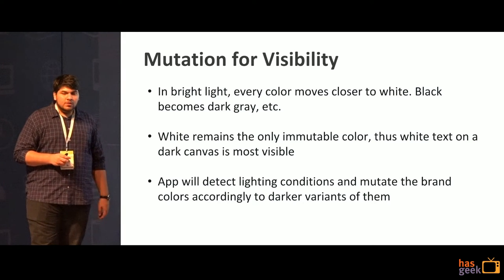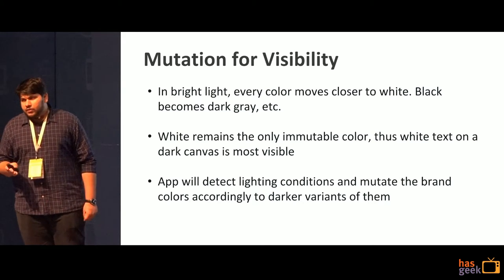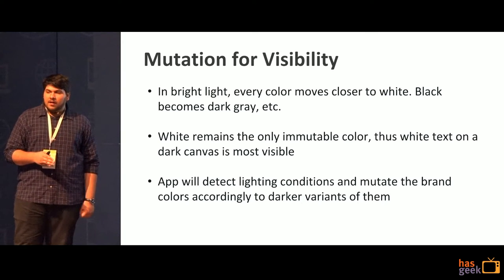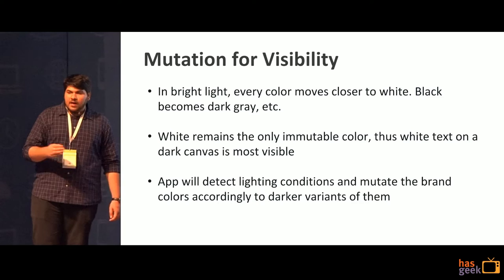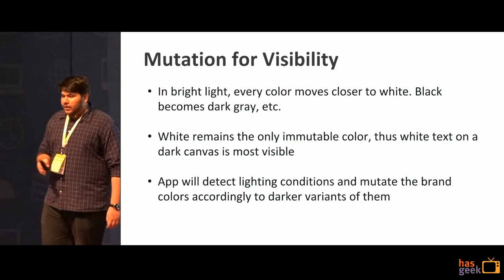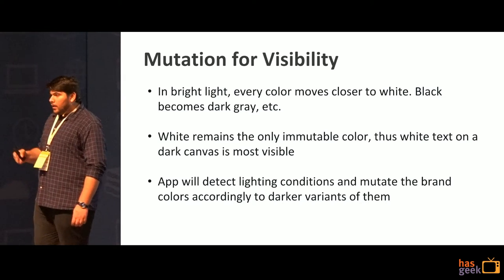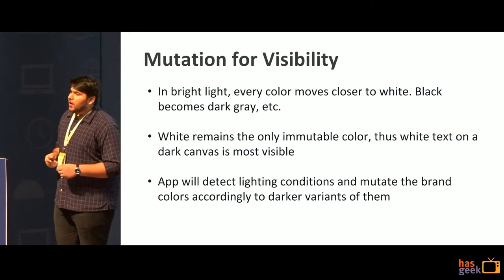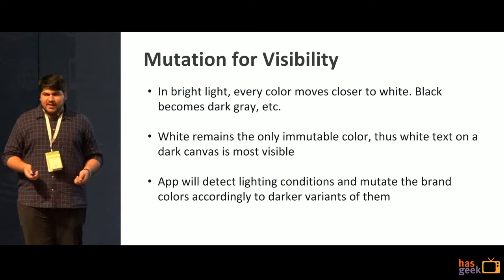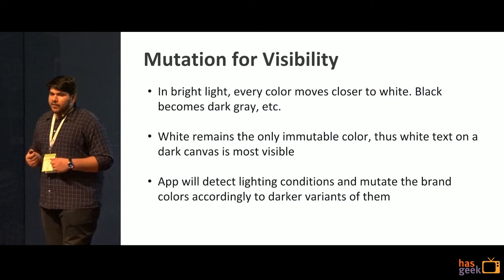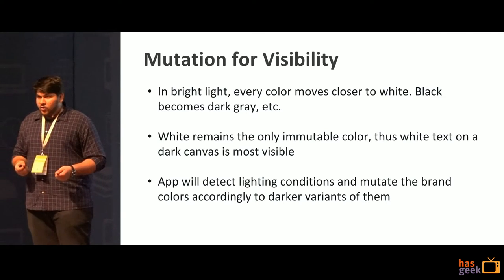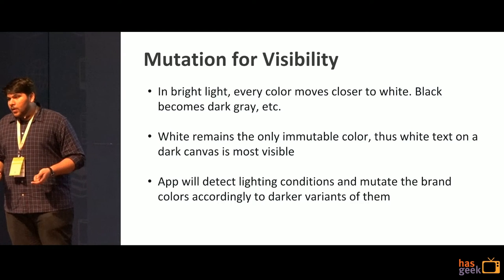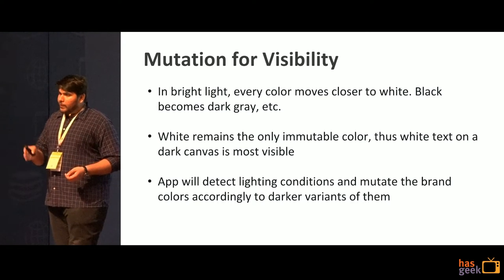Mutating for visibility. We talked about sunlight and how an app would look under it. The base of designing for lighting conditions is that in bright sunlight conditions, all colors move closer to white. So black becomes dark gray, dark blue becomes light blue. But if you move closer to white, there's no place for white to move. So white is the immutable color in designing for visibility. If we design according to our instinct, which says the brighter the lighting, the brighter we need the screen to be, so make it really bright white with black text on it, it's high contrast. But that's not a good solution because white is the immutable color. So you need the text to be immutable, not the background.